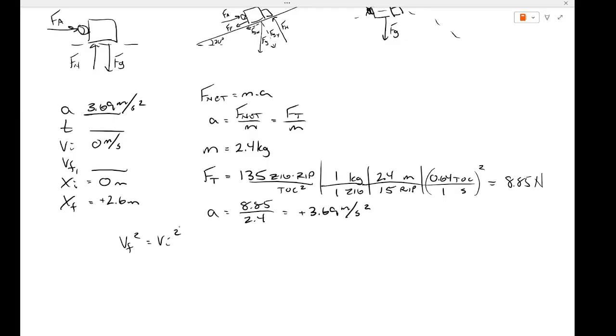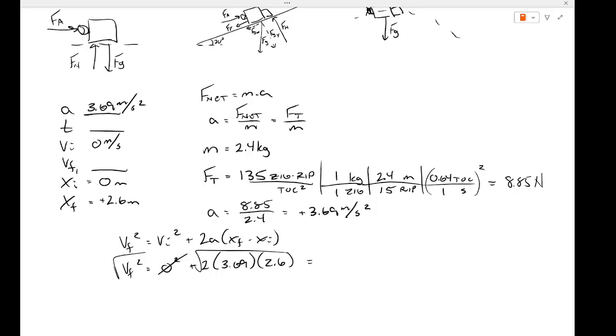V final squared is equal to V initial squared plus 2a times x final minus x initial. I'm going to plug in the values. V final squared is 0 squared plus 2 times my acceleration, 3.69, times my change in position, which is 2.6 minus 0. That's going to give me a value, and then I take the square root of both sides, and I'm going to get a velocity at the end of this point.